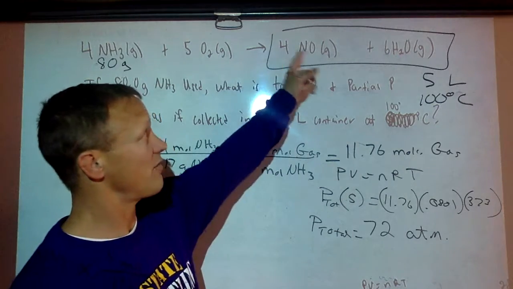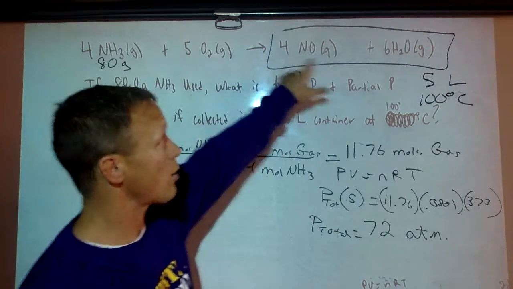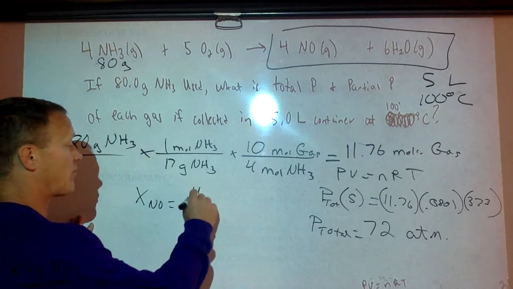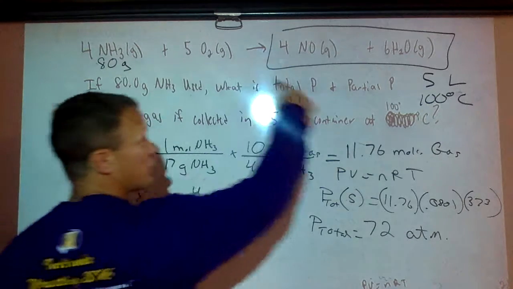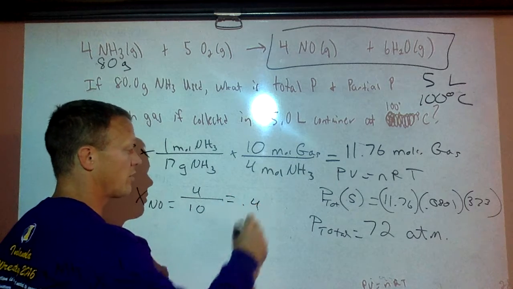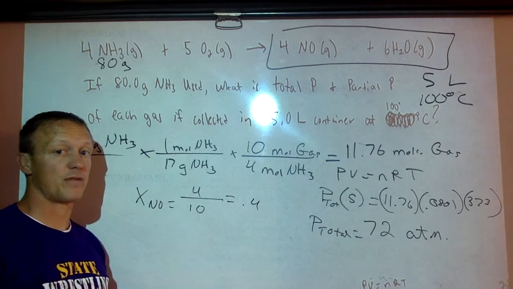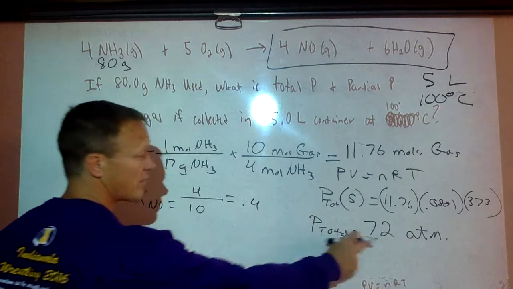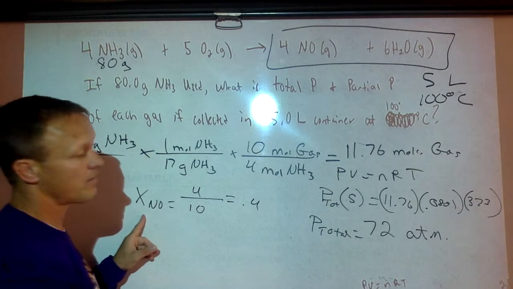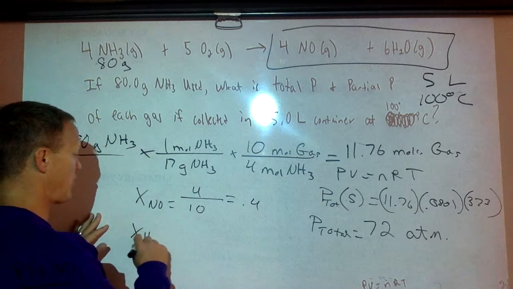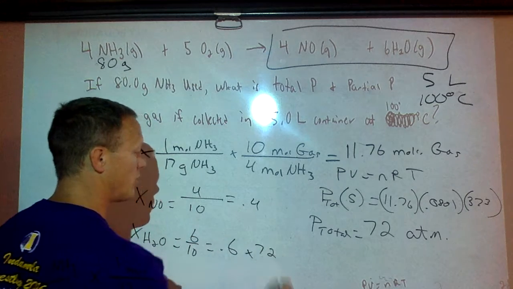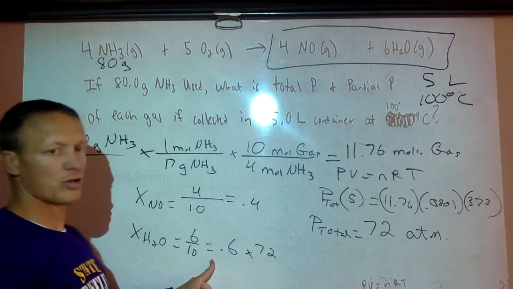Well, I can get the mole fraction of them very easily. There's 4 moles of this out of 10 total. So the mole fraction of NO, there's 4 moles of it out of 10 total moles. All we need to know is it's just that ratio. In other words, the mole fraction is 0.4. It's always 4/10 of the moles, 40% of them. So if I take 0.4 times 72, that would tell me the pressure of NO. And then take 0.6, mole fraction of water, 6 out of 10, times 72 would be the partial pressure of the water vapor.